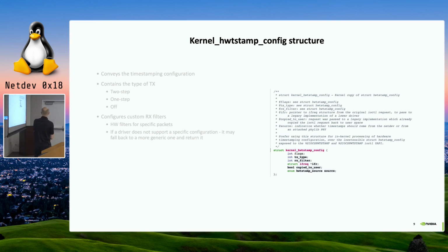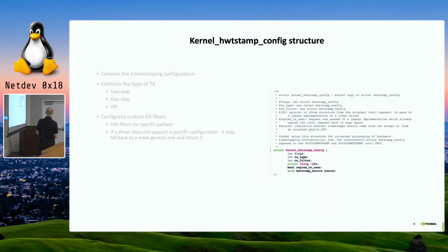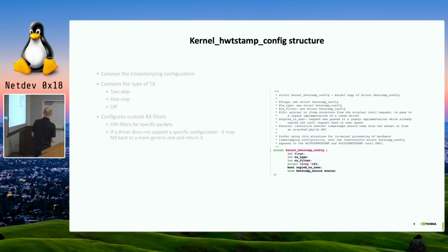So that's the structure. It also has some sharding functionalities. There is a flag that it was copied to user, and the pointer to the whole request for the IO call. The user space doesn't have it, and it ends just after the RX filter. So it accepts the flags, the TX type, and the RX filter.